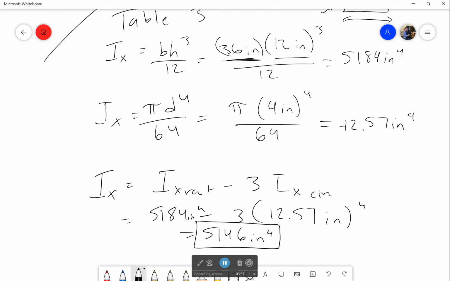I hope this helps you see how you can solve these problems. Remember, table 3 is your best friend for these. And also remember that the base is parallel to the axis you're rotating around, and the height is perpendicular to it.